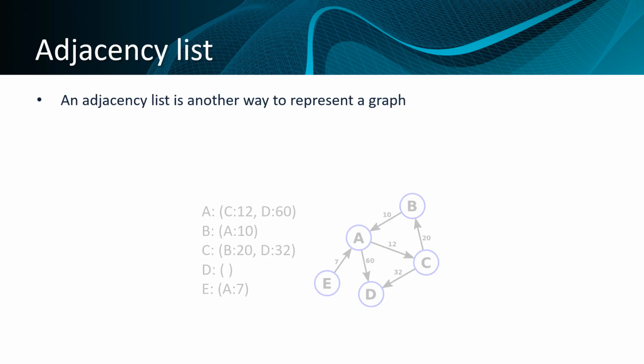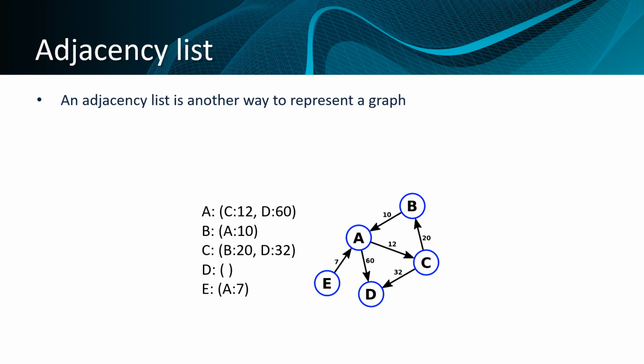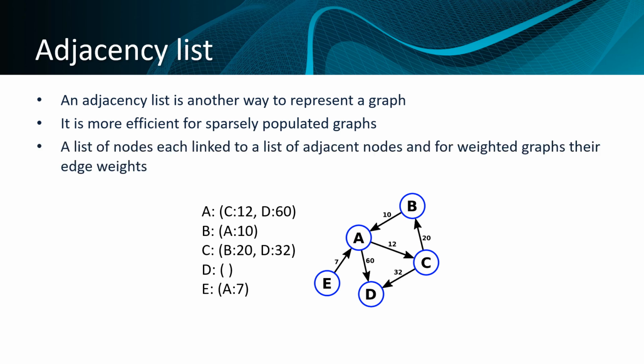An adjacency list is another way to represent a graph. It's the more efficient way to represent sparsely populated graphs. A list of nodes each linked to their list of adjacent nodes, and for weighted graphs their edge weights, is what is stored. You can see this example here for this directed weighted graph.